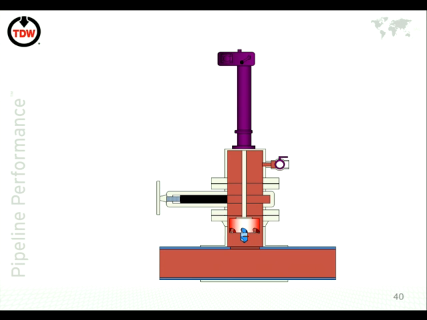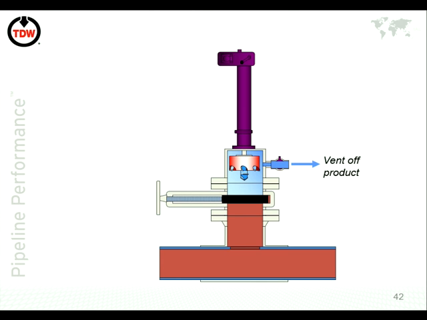You've got a valve which is working, it's containing it, and you would vent off the product here, because this is still pressurized product. So you would vent it off, you would purge it again, and then you can take that off. And that, in theory, is your hot tap done.